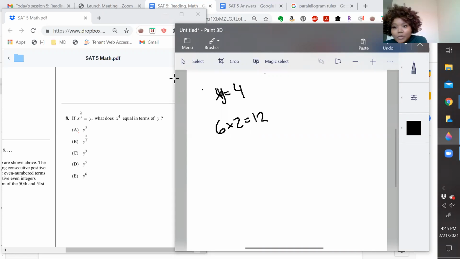So 6 times 2 is 12. And what else did you say? I'm just trying to write down what you said. 12 divided by 3 is 4.